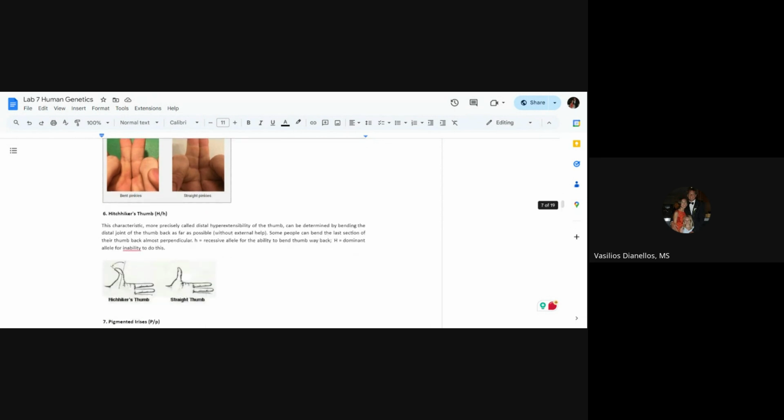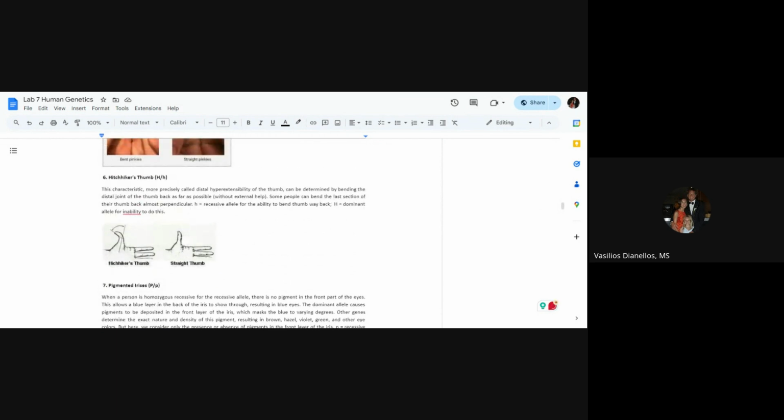Okay. Hitchhiker's thumb. This characteristic, more precisely called distal hyperextensibility of the thumb, could be determined by... I'm having to read it to refresh my memory because, again, in the overall scheme of the biology, it's not an important thing, but some people can bend the last section of the thumb back almost perpendicularly, like that picture.